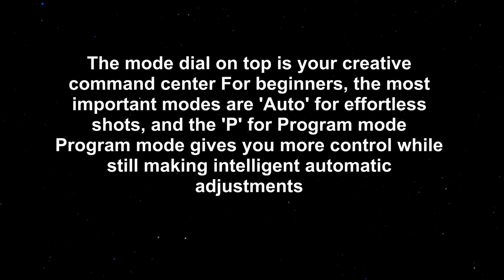The mode dial on top is your creative command center for beginners. The most important modes are auto for effortless shots, and the P for program mode. Program mode gives you more control, while still making intelligent automatic adjustments.